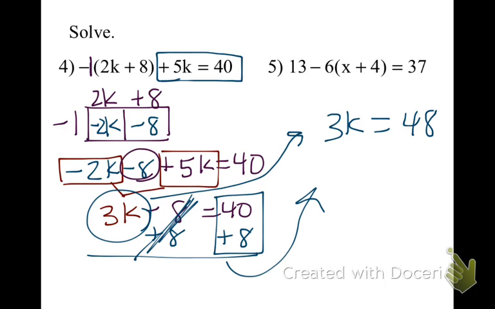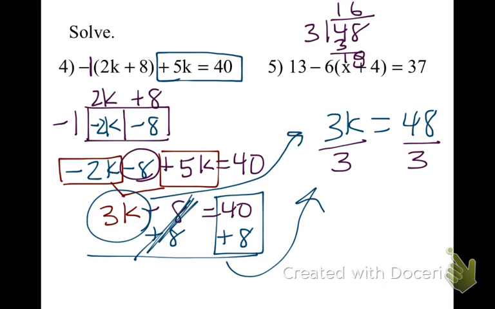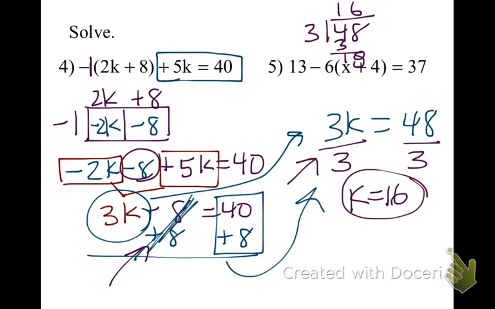Now how do I undo multiplication? Through division, so divide 3 on both sides. Now let's do some long division. 3 divided into 48 is 16. So I get k is equal to 16, and that will be my answer. Remember, always undo addition or subtraction first, then multiplication or division.